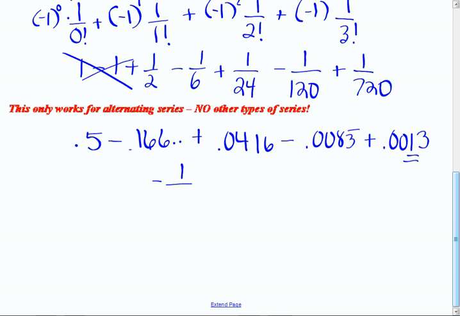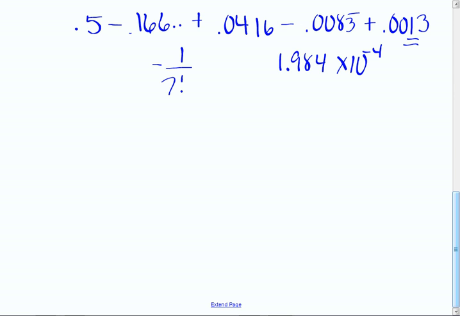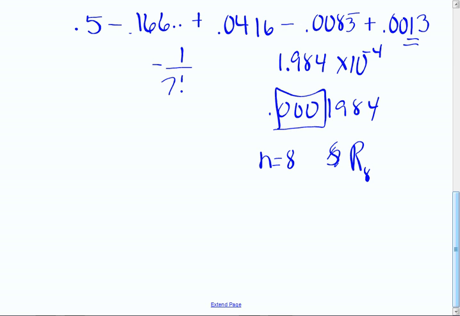What's the next term? Minus 1 over 7 factorial. You know where factorial is on your calculator? It's math, probability 4. That is 1.984 times 10 to the negative fourth. What is that as a decimal? Go back 4 places: 0.0001984. What's this going to do to the first 3 decimal places? Nothing. And the sum of all of the remaining terms, for n equal to 8, R sub 8, is going to be less than the first discarded term, which would be that one.